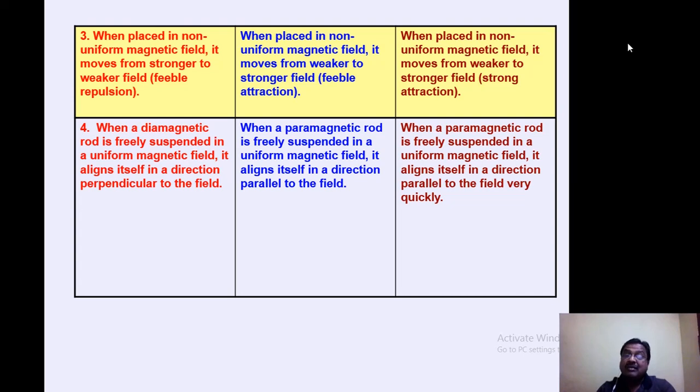But when a ferromagnetic substance is placed in a non-uniform magnetic field, it moves from weaker to stronger field, but the attraction is very, very strong. Then number 4: when a diamagnetic rod is freely suspended in a uniform magnetic field, it aligns itself in a direction perpendicular to the field.